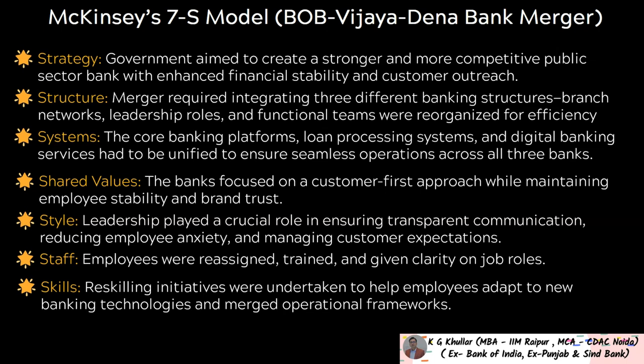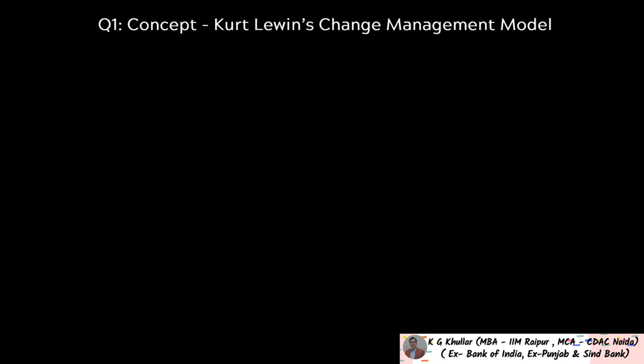As we saw, the merger resulted in a stronger, more competitive bank with enhanced financial stability, a larger customer base, and improved digital banking capabilities. So friends, with this, I hope the McKinsey 7S model is also clear to you. Next, we will do some conceptual exam level questions that have a high probability of coming in your examination.